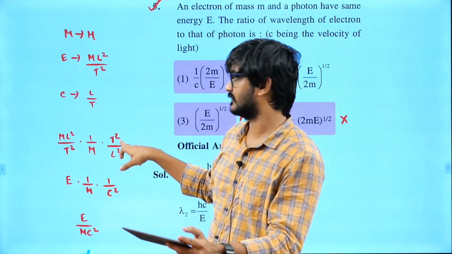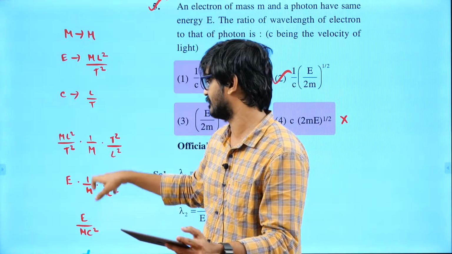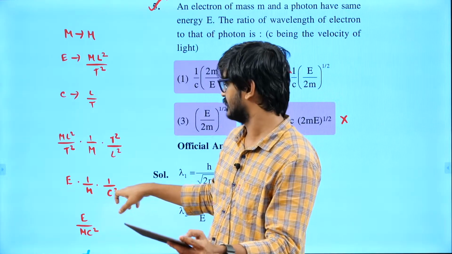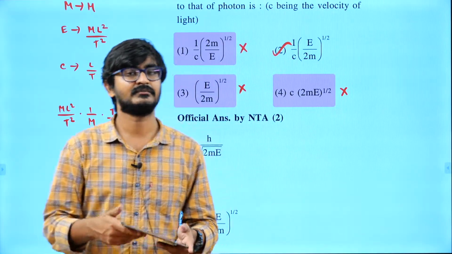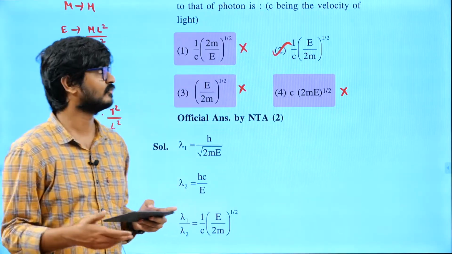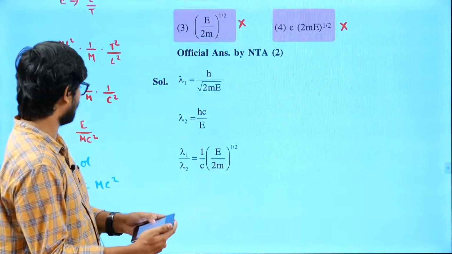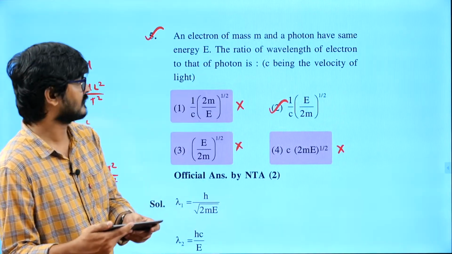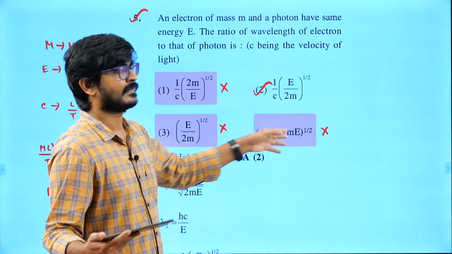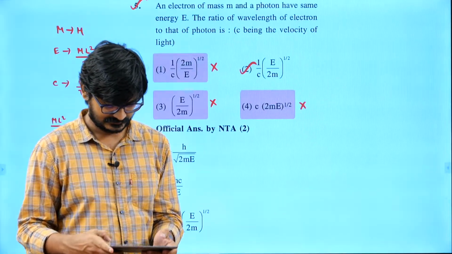So T square by L square. From here I can see this center term has no dimensions. This is energy, this is 1 by mass, this is 1 by c square. So E by mc square must not have any dimensions. That's obvious, right? Because you know E equal to mc square. I could have done it that way, but I was not thinking that way earlier. But once I get the result, I can see, yes, E equal to mc square I could have used. So from there, by direct dimension analysis, I can eliminate these three options. This is going to be the right answer.